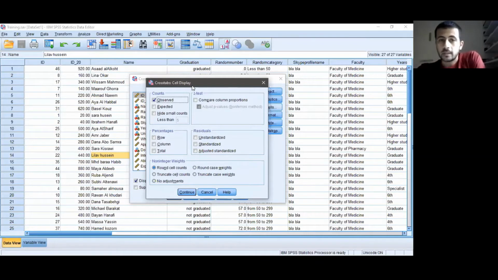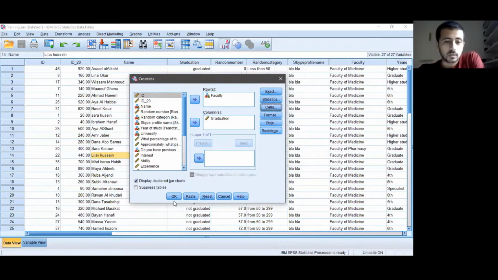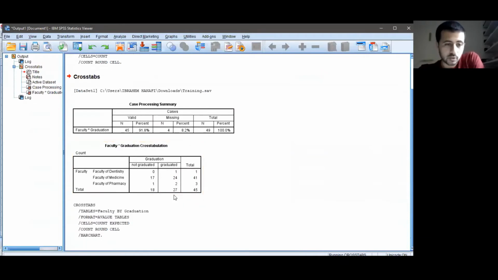Let's take the cells. We have the observed, we have the expected. I will check them both, take that and continue. Let's not make it so complex from the first time. Where is it?